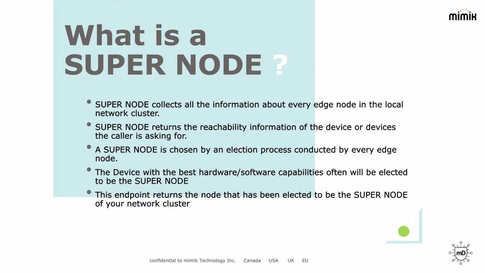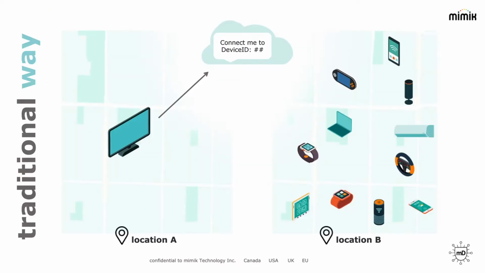A supernode is chosen by an election process conducted by every edge node. Essentially, a device with the best hardware and software capabilities will often be elected to be the supernode. Let's look at some diagrams to further explain what a supernode is.